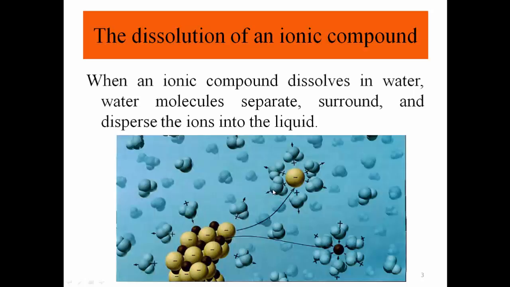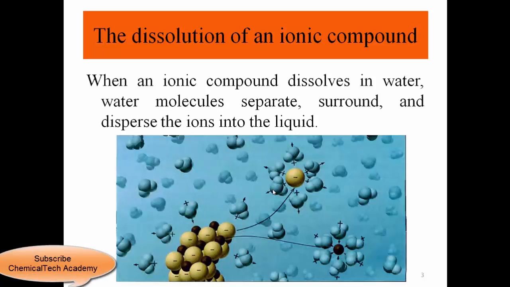So, when an ionic compound dissolves in water, water molecules separate them, surround them and disperse the ions into liquid. As you see here, for example, we have this ionic compound. The water is going to surround them, separate them and disperse the ions. For example, the negative part and the positive part, the anions and the cations.